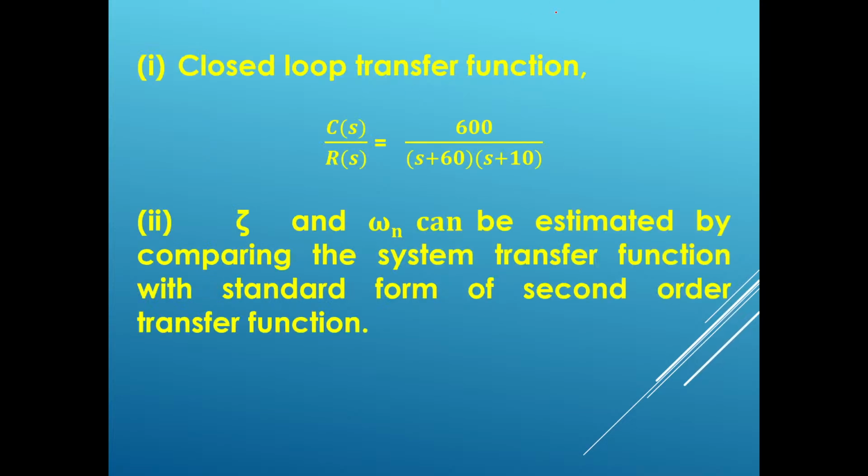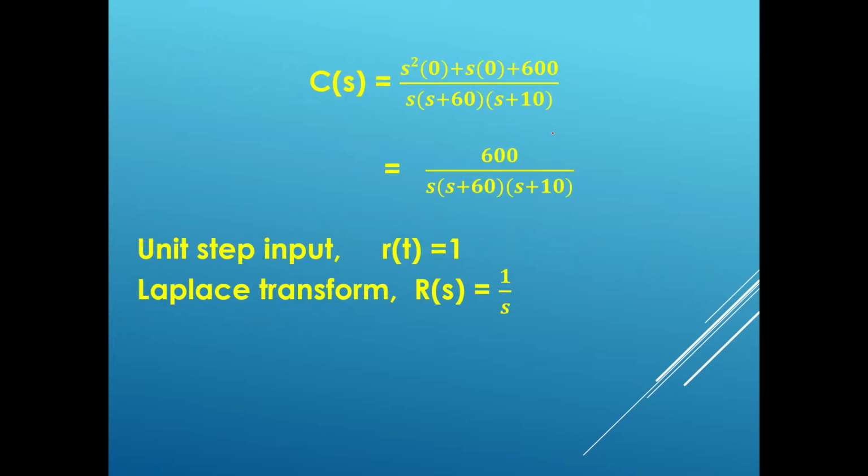Okay then. What did they ask us to determine? First of all, they have asked us to determine the closed loop transfer function. So we have an expression for C of s, and we have an expression for R of s. What is C of s? This is C of s, isn't it? 600 by s into s plus 60 into s plus 10.